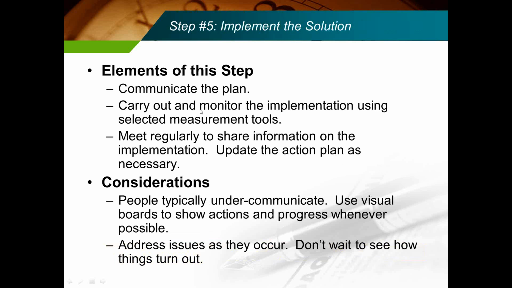And then we implement the solution, step 5. We communicate the plan, we carry out and monitor the implementation using the selected measurement tools, and we meet regularly. So we have a regular weekly or monthly meeting, in our case, a quarterly meeting. We talk about what we are doing and how we are doing as far as implementation. Some considerations: people typically under-communicate. So a lot of times we use visual boards to show actions and also address issues as they occur. You don't want to wait and see how things turn out. It's always good to address things as they happen.